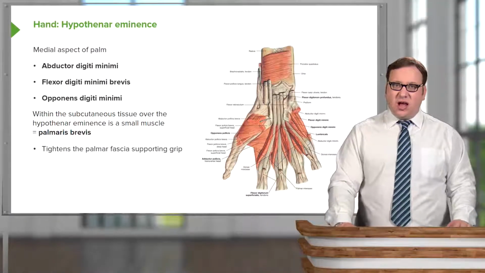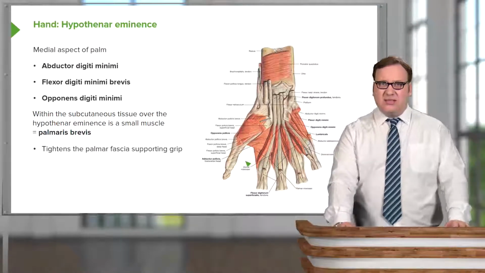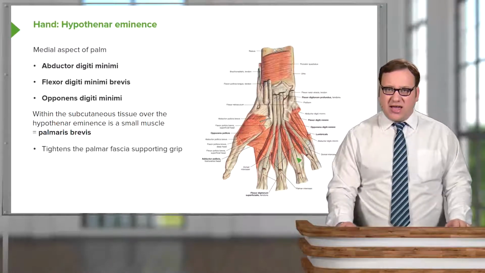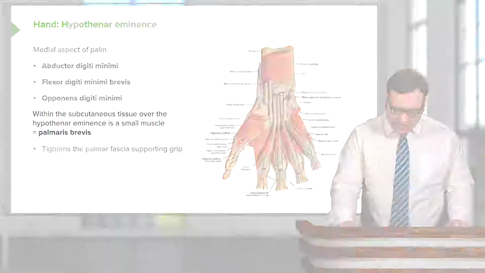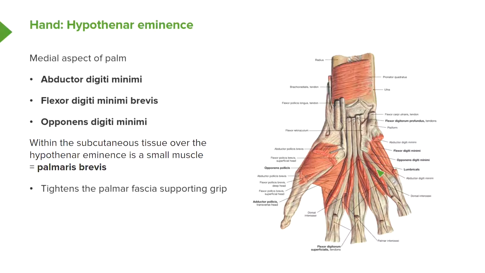Now let's move on to the hypothenar eminence. The hypothenar eminence is located on the medial aspect of the hand, and we can see we've got a collection of muscles here. Like the thenar eminence, there are going to be three muscles within the hypothenar eminence. Three muscles: abductor digiti minimi, flexor digiti minimi brevis, and opponens digiti minimi.